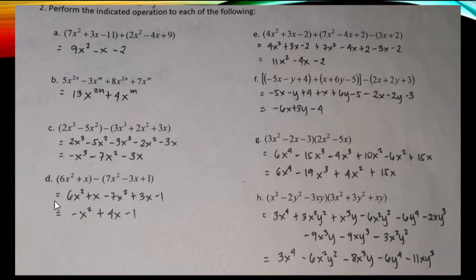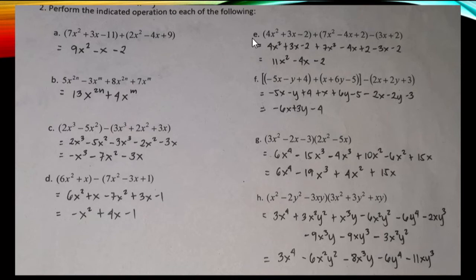Next, 6x squared plus x minus quantity 7x squared minus 3x plus 1. Again, there is a minus, so we distribute the sign. So, 6x squared plus x, then negative 7x squared. The negative, negative becomes positive 3x. Then negative, positive becomes negative 1. So, combining like terms, 6 minus 7, that is negative 1, so negative x squared. Then x plus 3x, that is positive 4x, then negative 1.